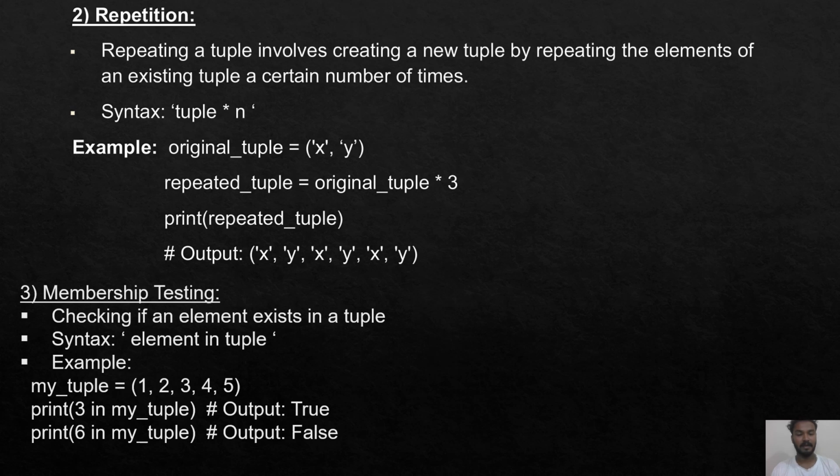Third, membership testing, checking if an element exists in a tuple. For example, my_tuple is equal to (1, 2, 3, 4, 5). The syntax for membership testing is element in tuple. By using that syntax, we will know whether the element is present in the tuple or not.